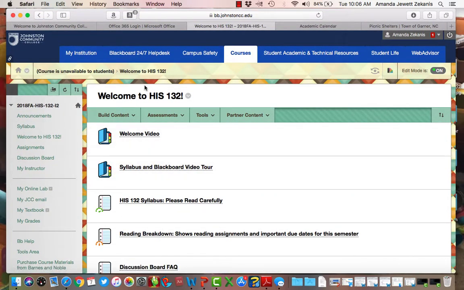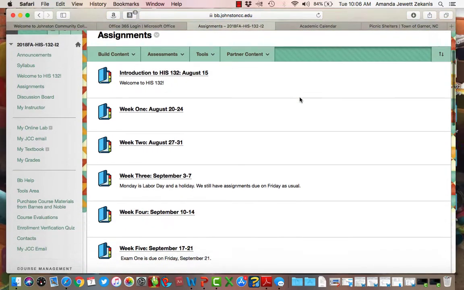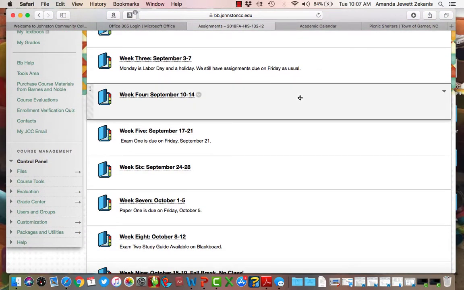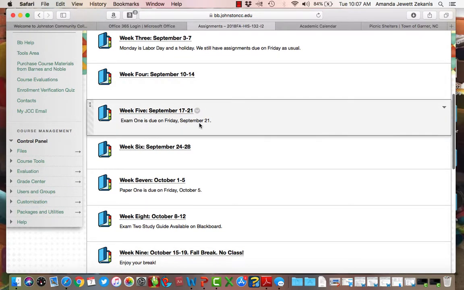So that's the Welcome to History 132 tab. Big, lots of stuff, information, things you're going to need to know. Underneath it is the Assignments tab. This is where you're going to spend most of your time throughout the semester. And as promised, every single week is laid out here. Okay, and I even have reminders of things that are due in those folders.